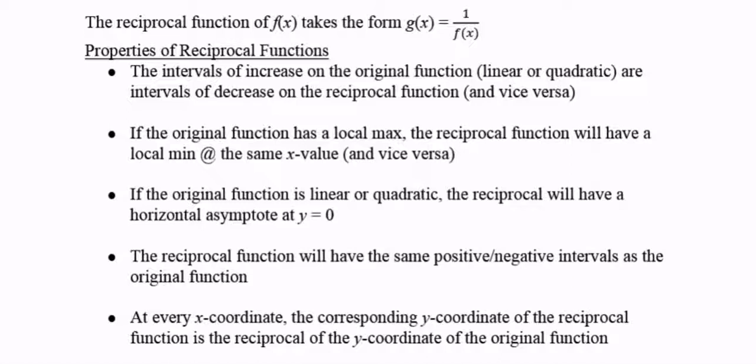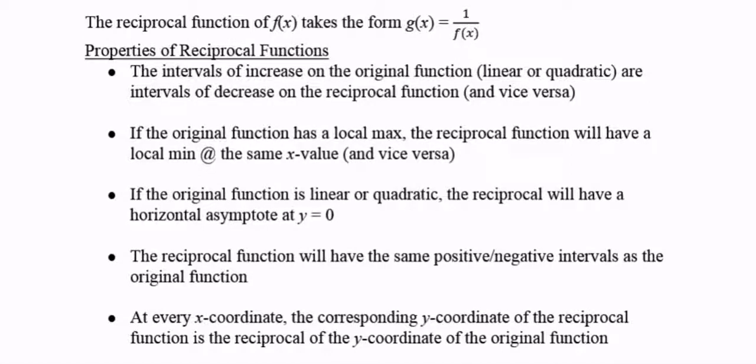So the properties of reciprocal functions. The intervals of increase on the original function, so the one that you have not taken the reciprocal of, a linear function or a quadratic function, are the intervals of decrease on the reciprocal function. So we're going to be comparing the original, the linear, and then we're going to be taking the reciprocal. So these are properties of both. If the original function, a linear or quadratic, has a local max, then its reciprocal will have a local minimum at the same value. If the original function is linear or quadratic, the reciprocal will have a horizontal asymptote at y equals 0.